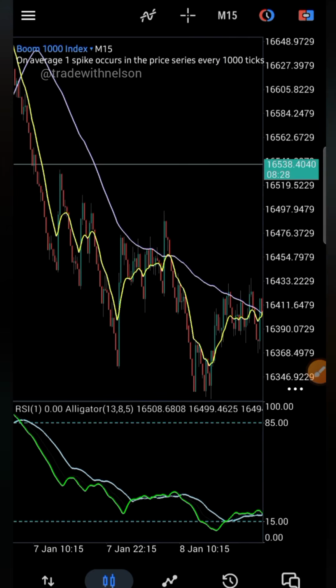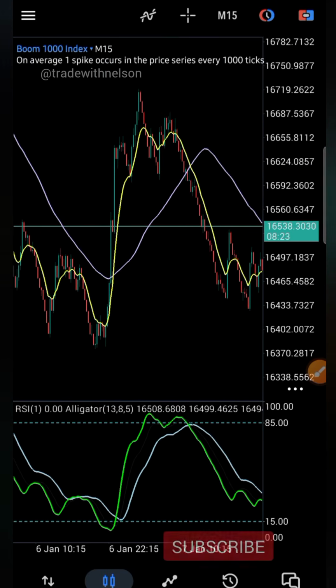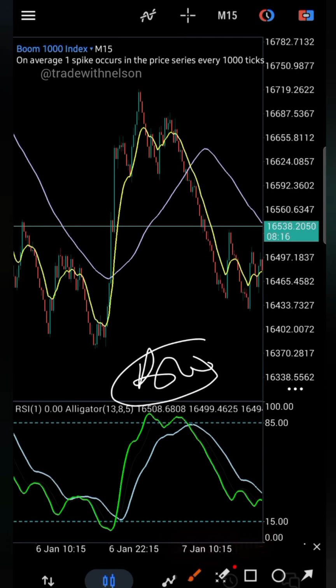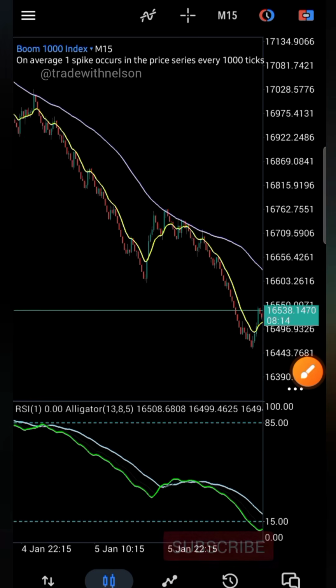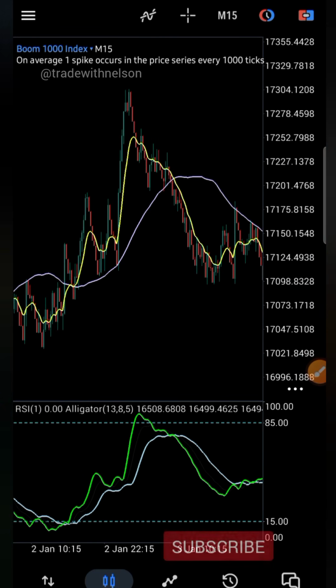This is one of the easiest trading strategies that you can use to trade any market. It can be the Boom and Crash market, it can be the Volatility Index market, it can be the Jump Index, it can be the Step Index. Anything you want, you can trade with this strategy.